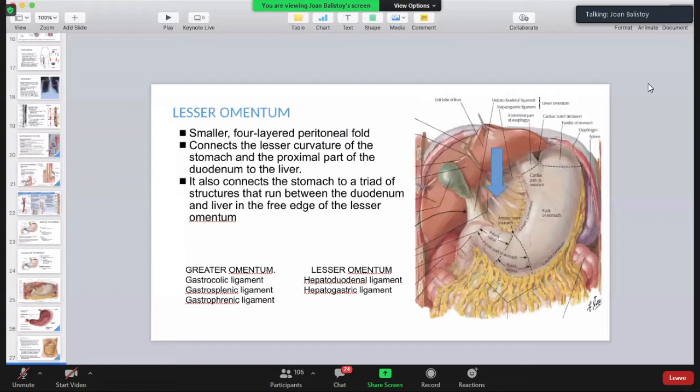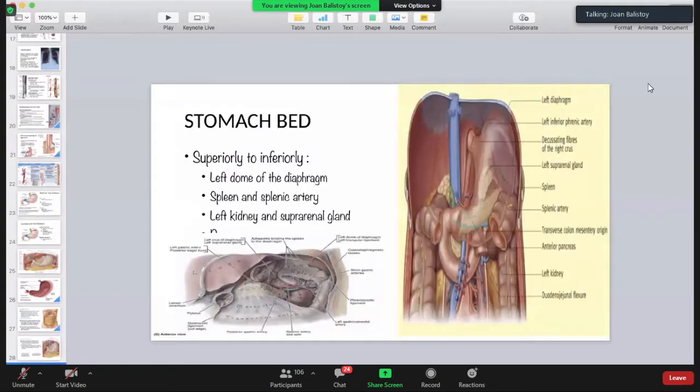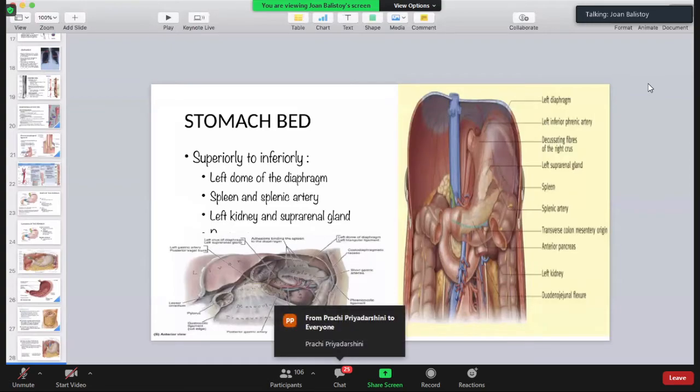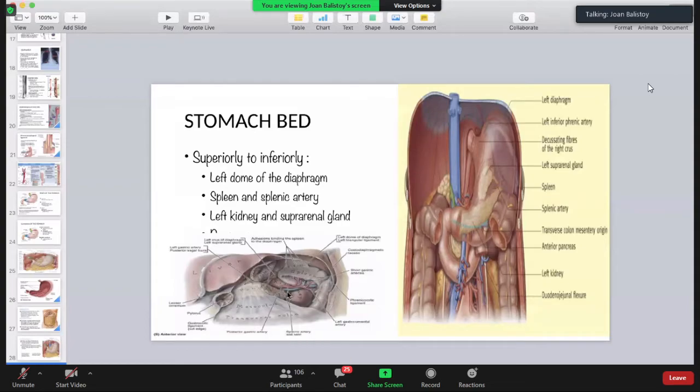The stomach bed. Stomach bed is just where the stomach will lie. Okay? And superior to inferiorly, you will find the left dome of the diaphragm, the spleen and the splenic artery, the left kidney, and the suprarenal. That is what you will find when you remove the stomach, also known as the stomach bed.